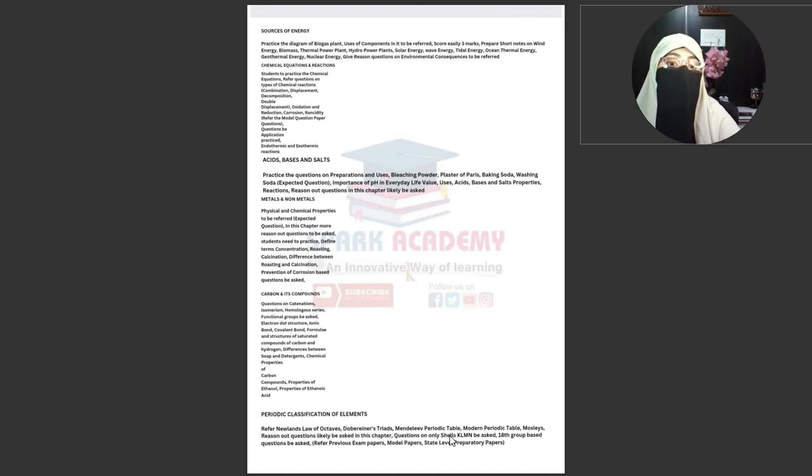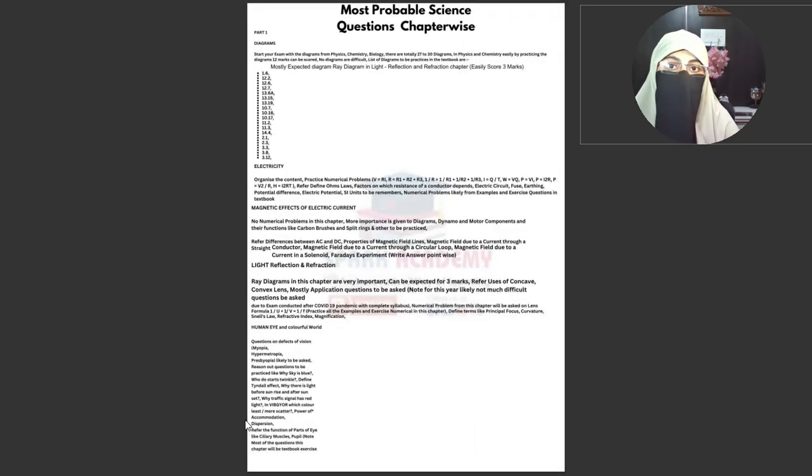Then questions on the shells like K, L, M, N, based on valence electrons basically. Then 18th group based questions, like what is the specificity of the 18th group. So these types of questions are going to appear from each chapter, most probably. Instead of skipping the entire chapter, at least you can focus on these questions. So this was an overview for SSLC students to study at least the most probable questions instead of skipping the entire chapter.